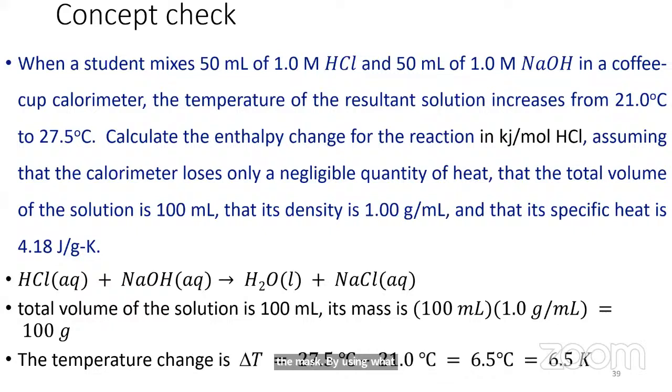And we can get the mass by using density, which is equal to mass over volume. Our density is 1. The volume is 100. So with that, we'll be able to get the mass. If density is 1, equal to mass over 100, then cross multiplying gives you 100 grams. So that is how we got this 100 grams. And the change in temperature is from 21 degrees Celsius to 27.5 degrees Celsius.